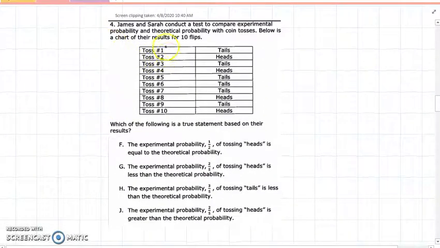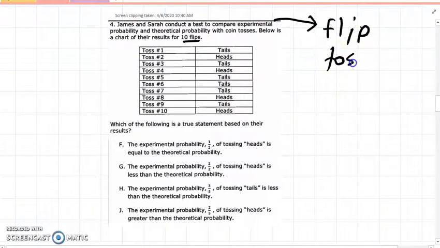Number 4. James and Sarah conduct a test to compare experimental probability and theoretical probability. There is a coin. Below is a chart of their results for 10 flips. Which of the following is a true statement based on the results? Remember, experimental is when you see the word flip, toss, anything that you do work. Theoretical, this word theoretical, is something just by looking.